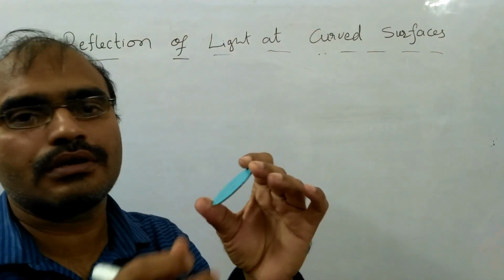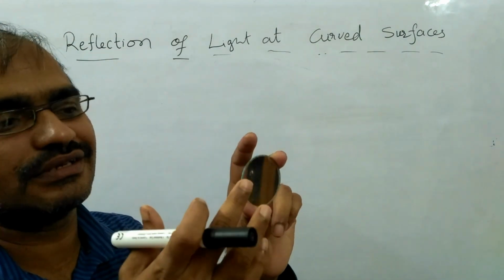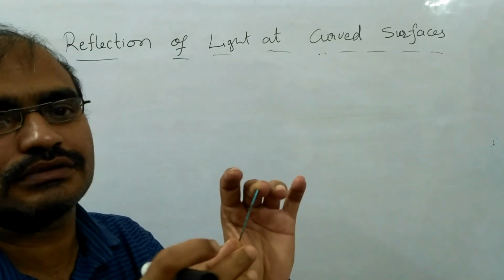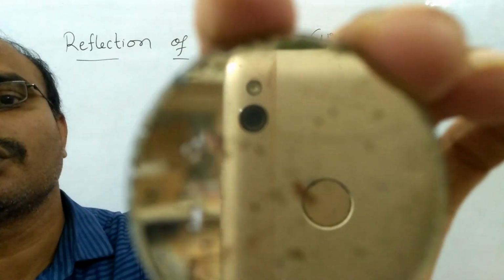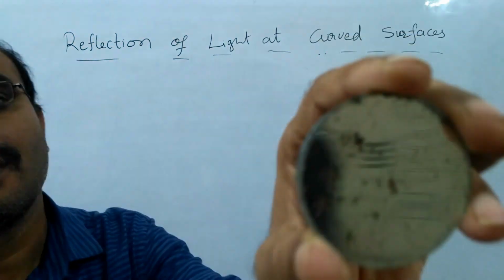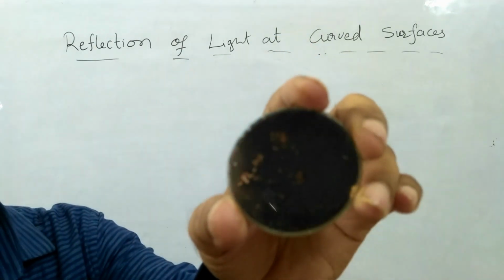This is a concave mirror. On careful observation, you will know that the reflecting surface is bent inwards, and the coated side is bent outwards. This is a concave mirror. As you see, it will show a large image when the object is very nearby. It will show a virtual image. And let us learn some terminology about the mirrors.